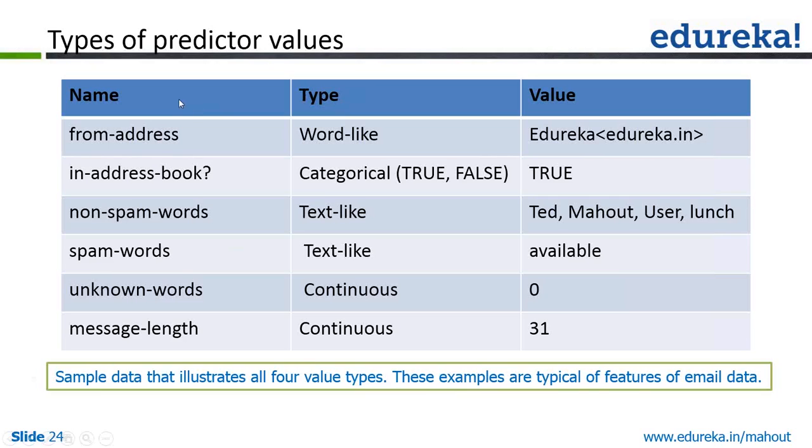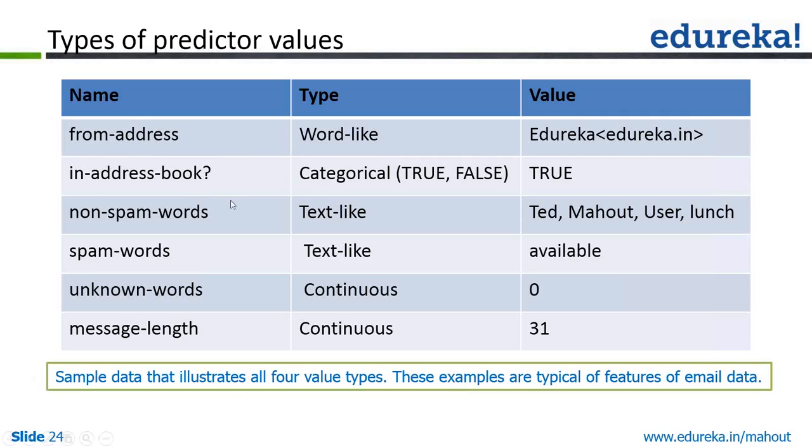If you look at the first column, these are the things we will define in the total data set. We will take certain things as part of the predictors to define whether an email is a spam or not. So the from address, like who is sending the email, is a word-like thing, because it's simply a word: who is sending this particular email.